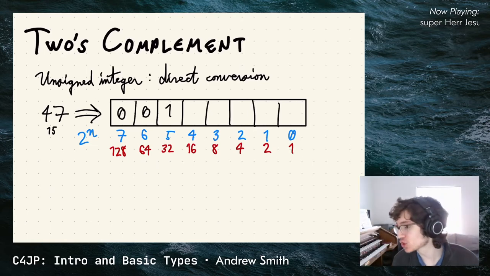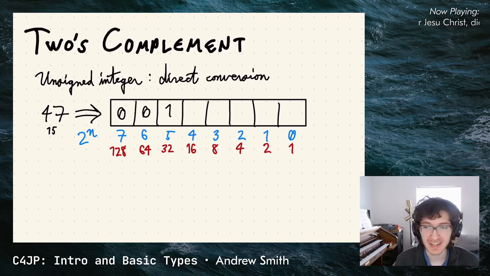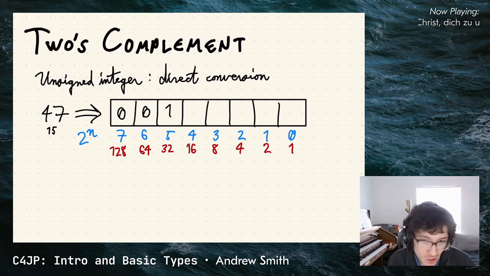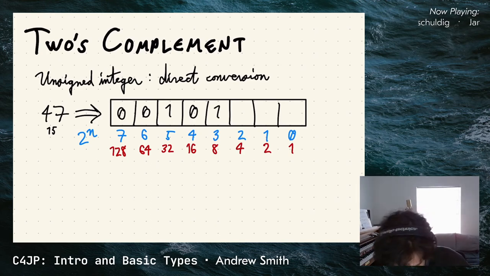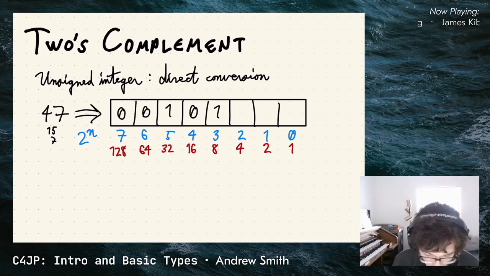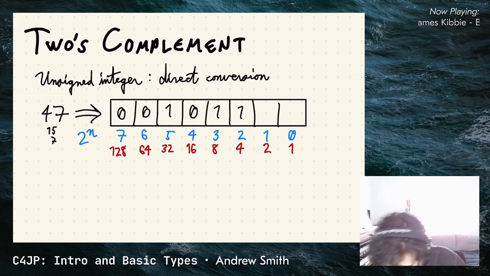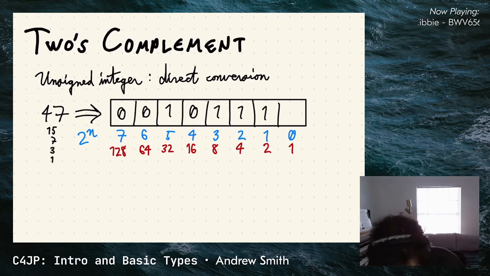I'm just going to be keeping track of our temporary values over here to the left under 47, just so I don't get all twisted. Now, 16 is greater than 15 by just a little bit, so we can add a 16 to our number. We can add an 8. 8 is less than 15. We've got 7 remaining. 4 is less than 7, so we're going to add our 1. We've got 3 remaining. Same thing for 2. And same thing for 1.